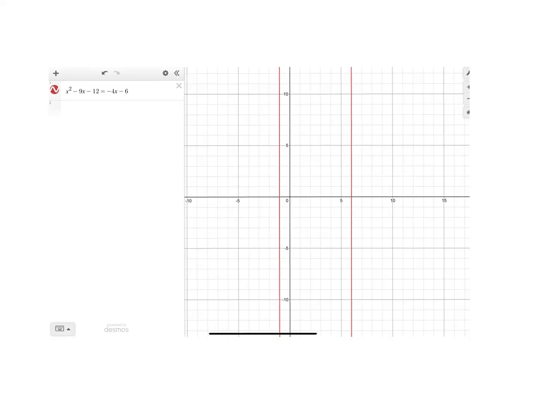So this is actually a screenshot of the graph of the original equation, x squared minus 9x minus 12 equals -4x minus 6. And you can see, even though you really can't see the U shape because it's a really big graph, that it intersects the x-axis here at -1 and 6. And that was our two solutions, -1 and 6. So you can use your calculator as well and just graph the functions to see where they intersect or what the x-intercepts are. And that's where we find our solutions.